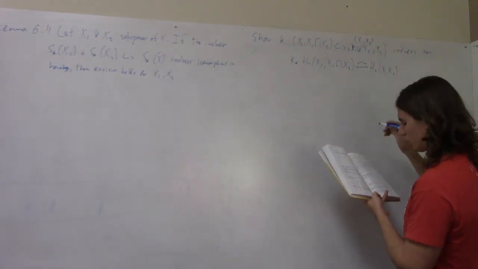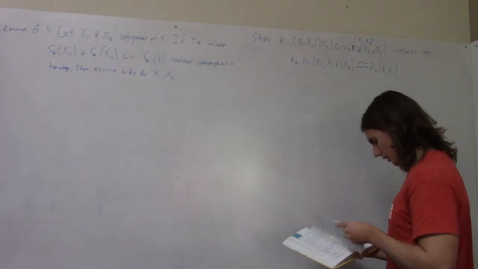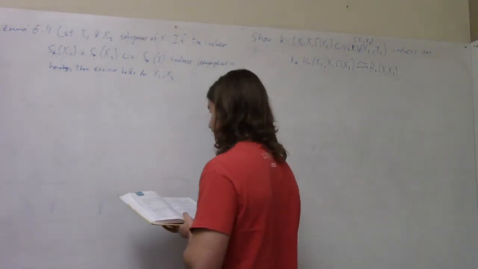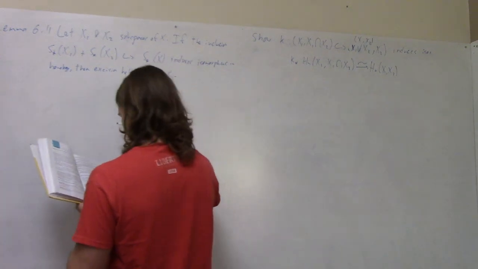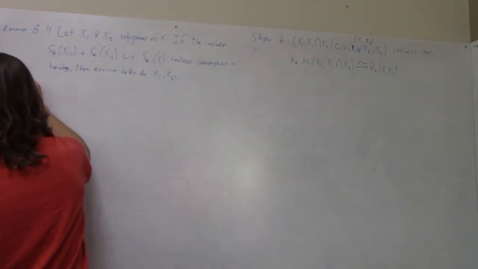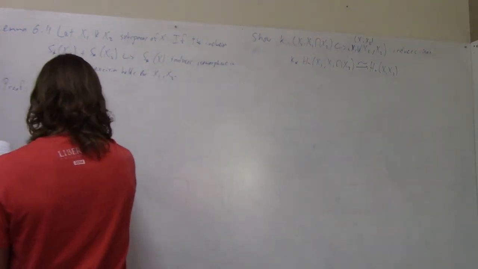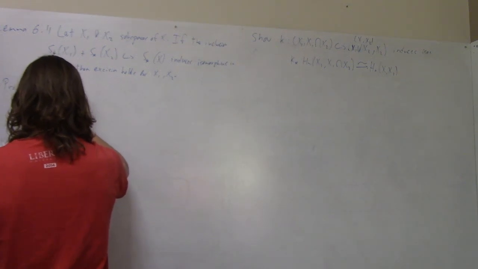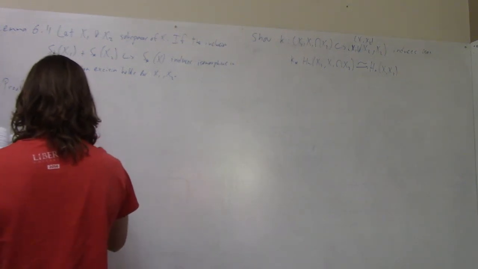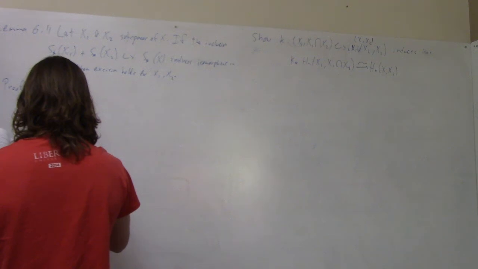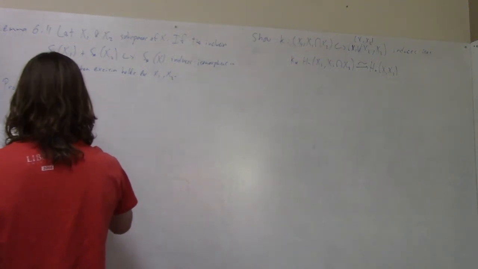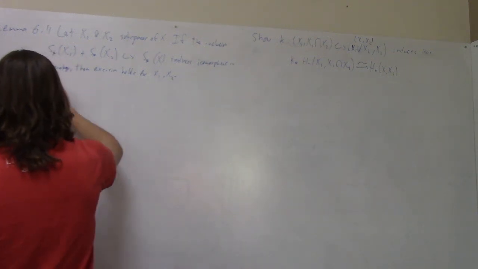These are the same thing. Okay, so how do we do this? So, proof. So we apply the exact triangle to the short exact sequences. Let's see.